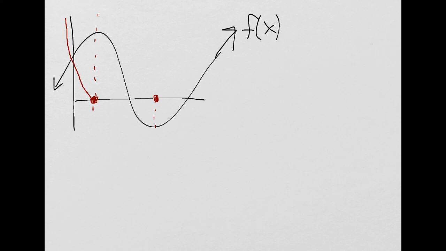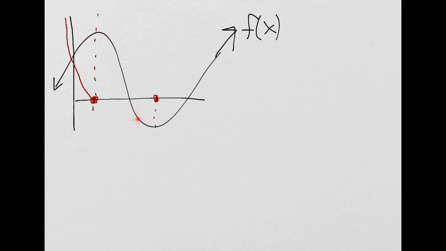Notice f prime would be higher here than here because at this point f is steeper. When I get down to here, the derivative is closer to 0, so this red line, which represents the derivative, is closer to 0.